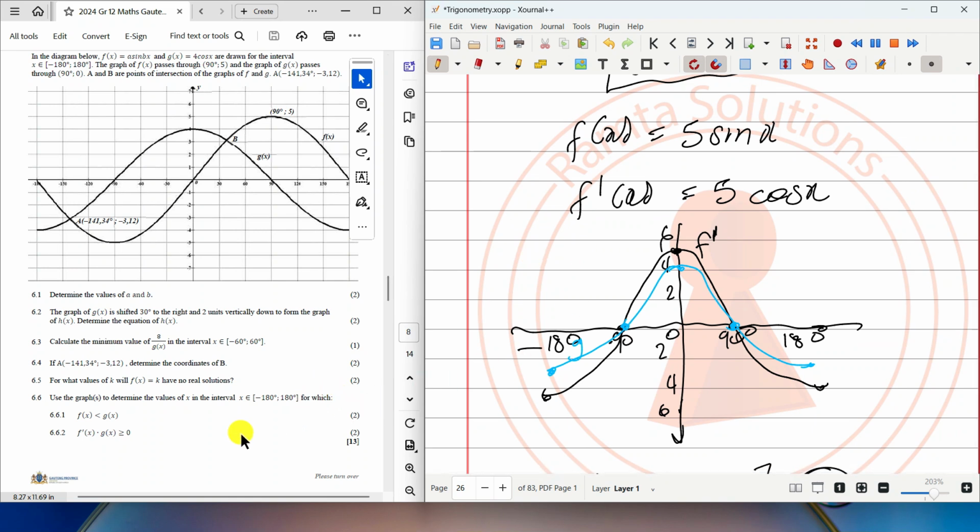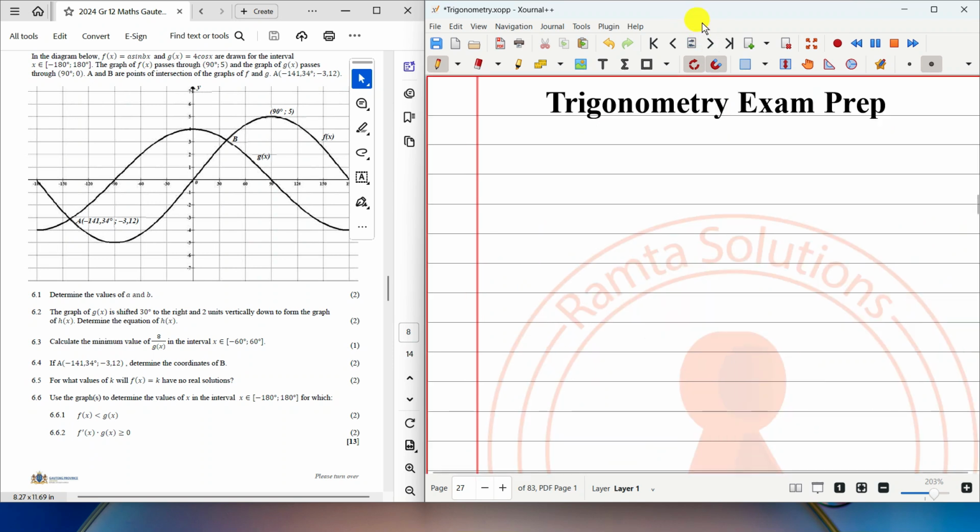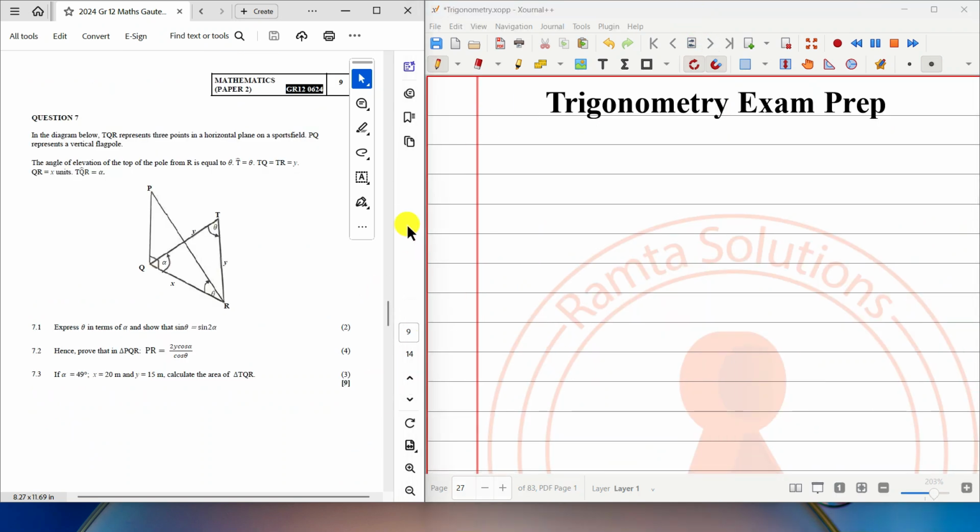Let's now head to the last question, which is question what? Question 7, I believe. I believe we took longer in the last question.